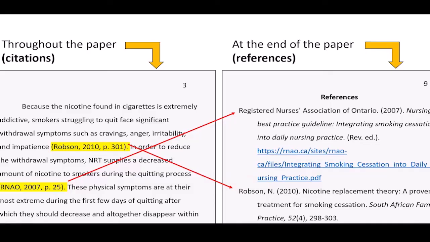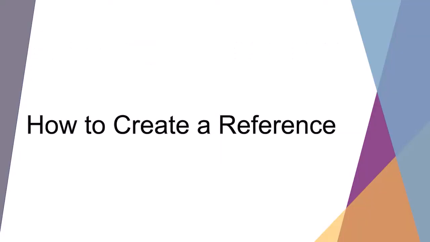If you look at the first highlighted example here, we see this information was taken from a source where the author's last name was Robson. It was published in 2010, and the information can be found on page 301. If you follow the red arrow down to the corresponding reference, we see some of that same information, Robson, 2010. However, now we have more information added to help your reader be able to find that source if they want to learn more.